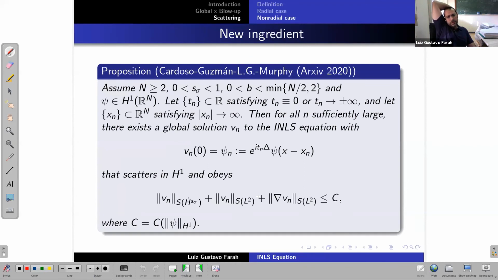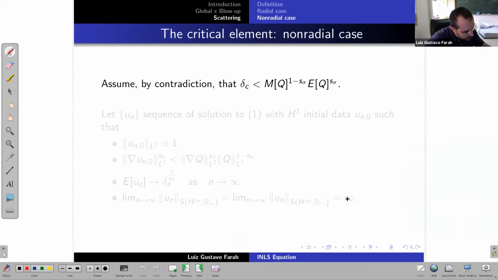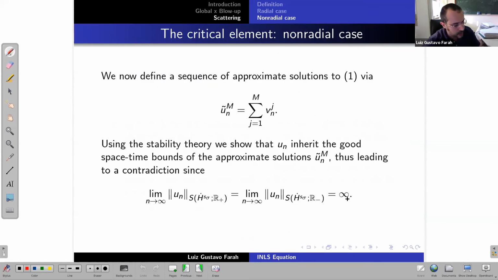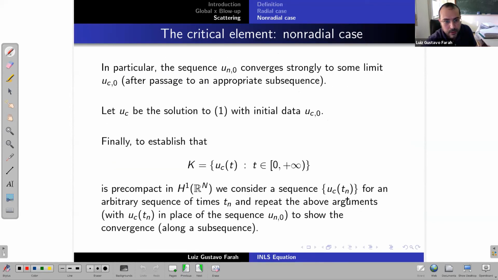proposition to get this result is this one, which says that if the translation parameter that appears in the profile decomposition goes to infinity, then you can construct a solution, with initial data like this, that scatters in H1 and also obeys very nice norm bounds here, right? So that's the idea. This is essentially the proof. So this is the construction, but I don't think I have more time. Sorry. So we skip these parts.